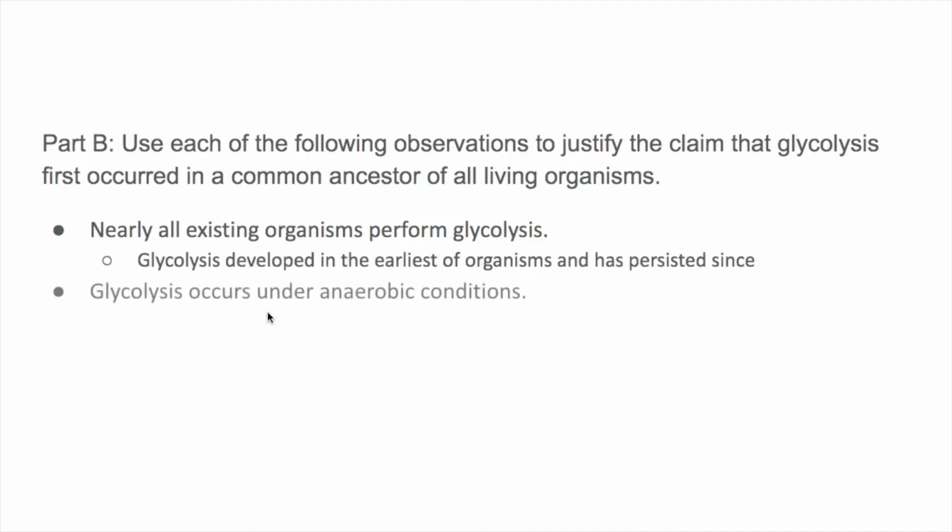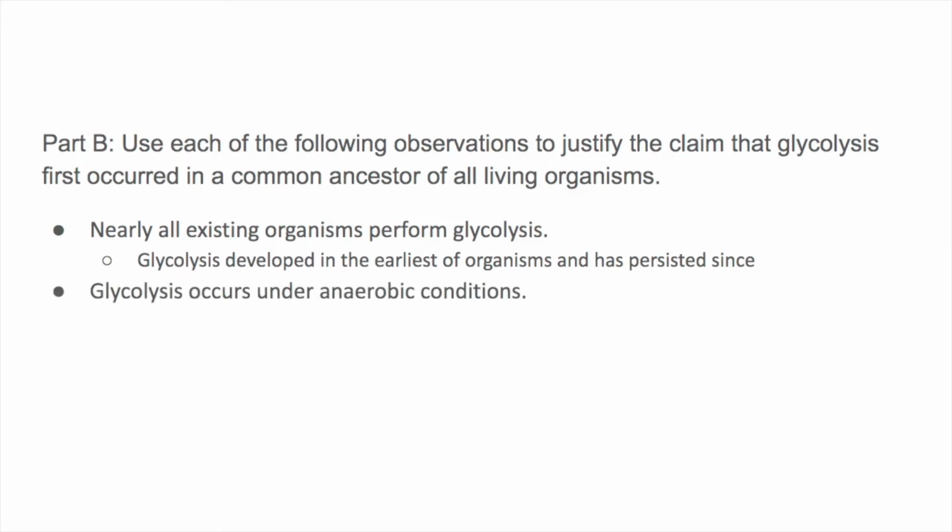And the reason for this is that glycolysis developed in the earliest of organisms, and it's been around since then in almost every organism. And this means that organisms that use glycolysis have some sort of selective advantage over those that don't. And that's why they've persisted and dominated against organisms that may have used a different metabolic pathway.